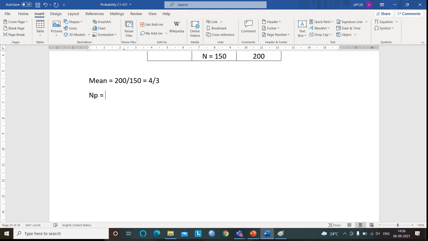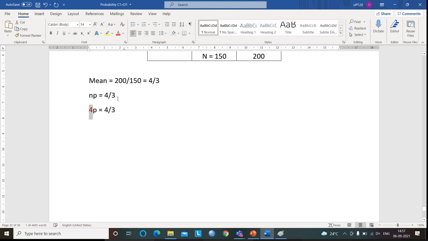But we know that mean is equal to what? N into P. That means NP is equal to how much here? 4 divided by 3. Now that implies 4P is equal to 4 divided by 3. Now on both sides, left hand side and right hand side, these 4 and 4 get cancelled. So immediately what happens? P is equal to 1 by 3 is our answer. So I got the value of P.